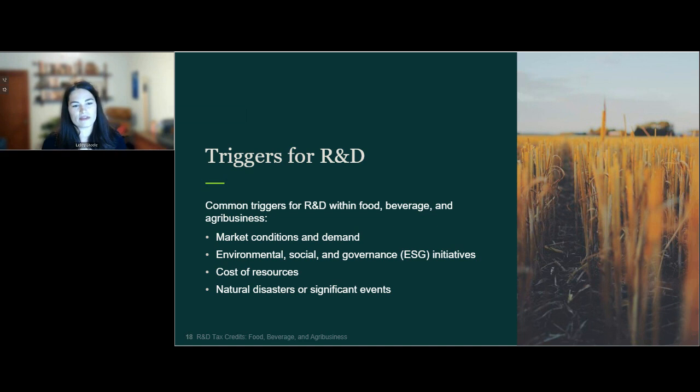And then the fourth, there are natural disasters or significant events. Again, particularly from that agribusiness side: droughts, wildfires, hurricanes, hail, severe ice storms. We've sort of seen it all lately, and those can also all be major drivers towards innovation.